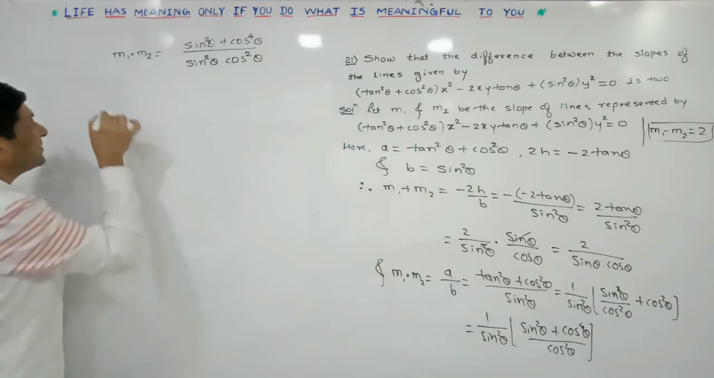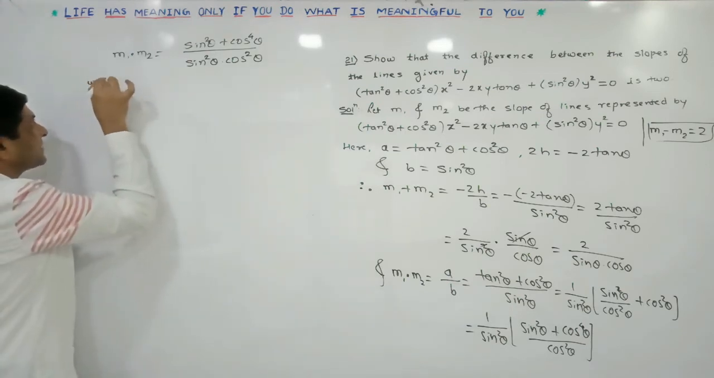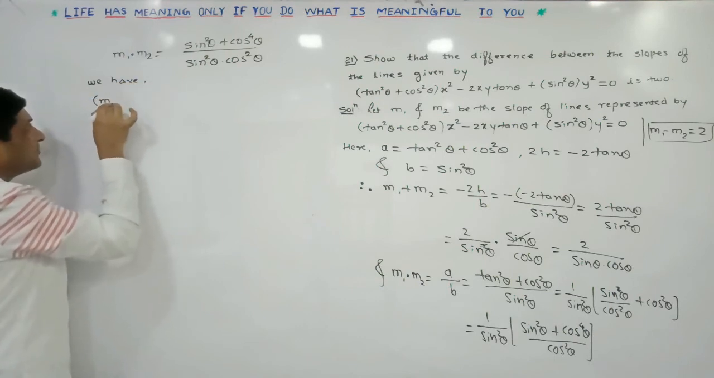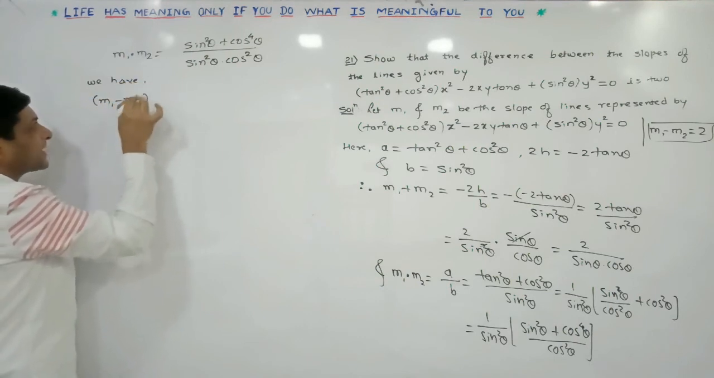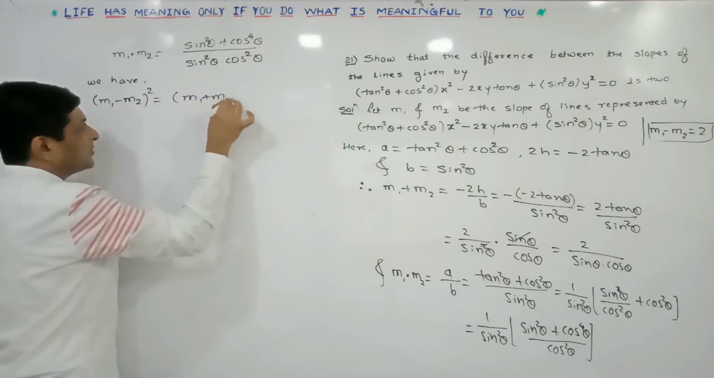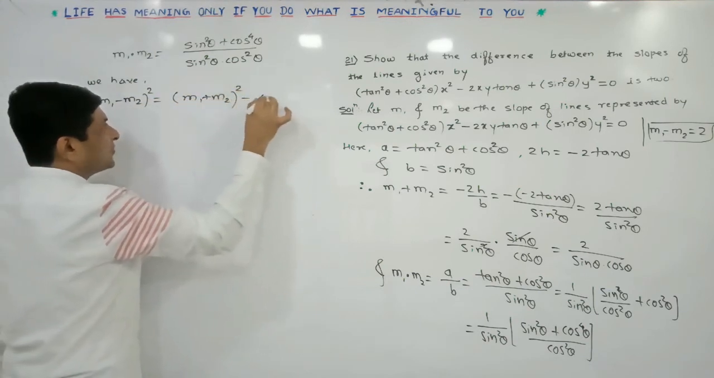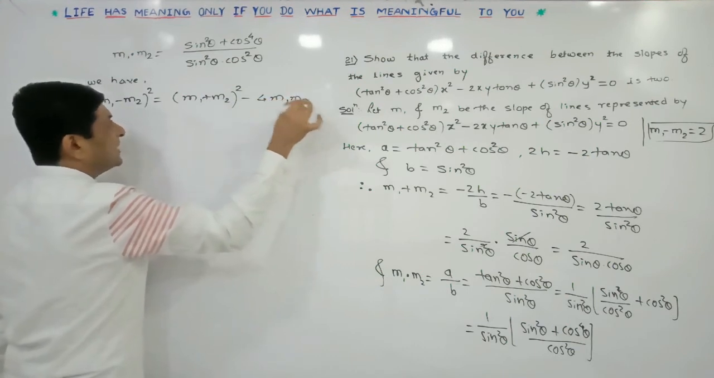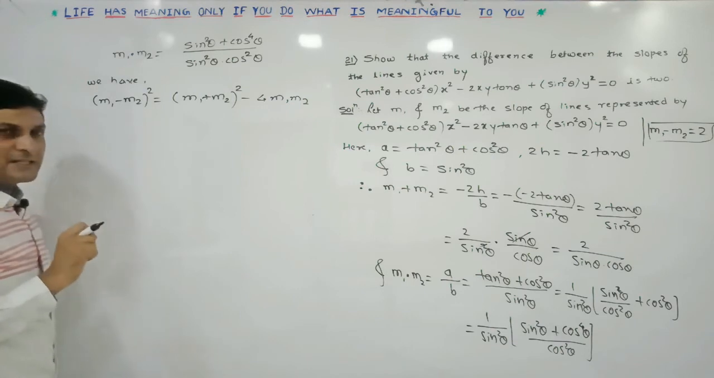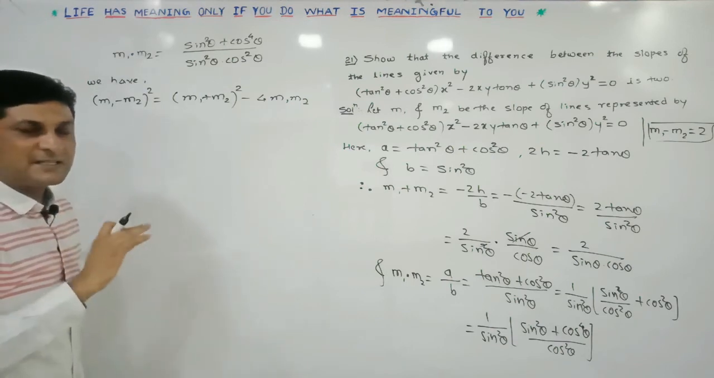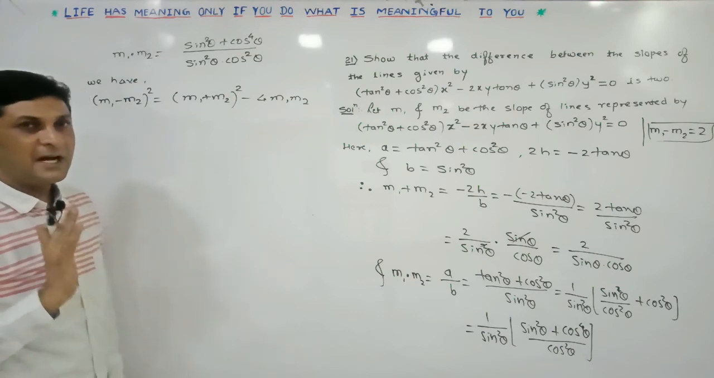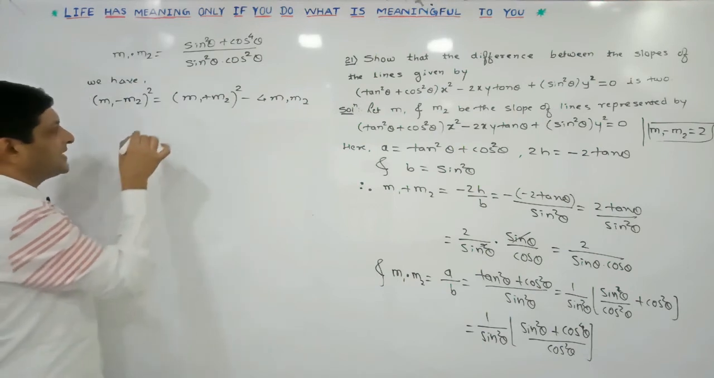This identity, we have applied in some examples also: (m1 minus m2) whole square can be written as (m1 plus m2) whole square minus 4 m1 into m2. If we simplify it, we will get the value of (m1 minus m2) whole square. In many examples we have applied this identity, even up to 10th standard to solve examples.